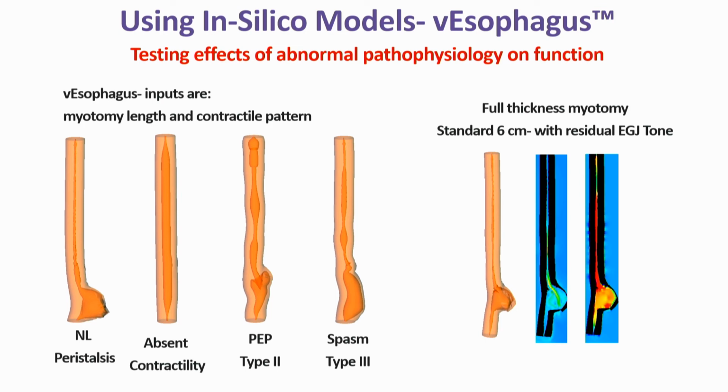So we were very concerned about this and why people were developing this. We actually published a paper in GI Endoscopy just explaining that it exists and at a very high prevalence in people who fail myotomy.